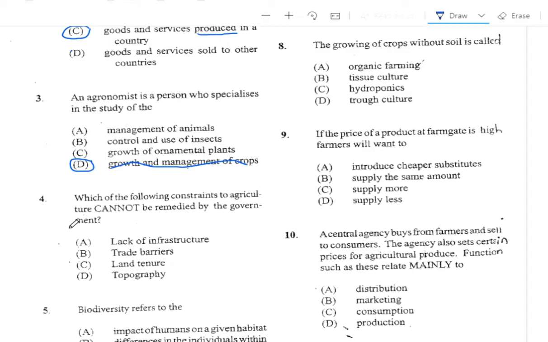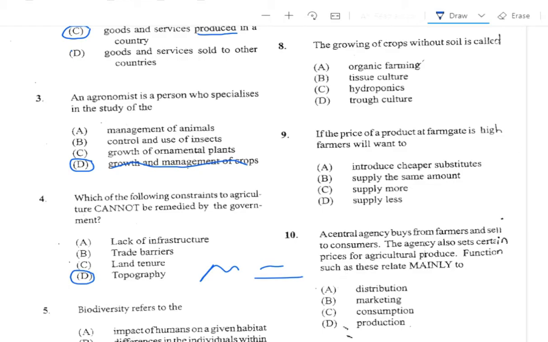Question number 4. Which of the following constraints to agriculture cannot be remedied by the government? The answer is D. Topography. So topography refers to the slope of the land, whether it is hilly or flat or slightly sloping. The government cannot control topography, but the others, they can.